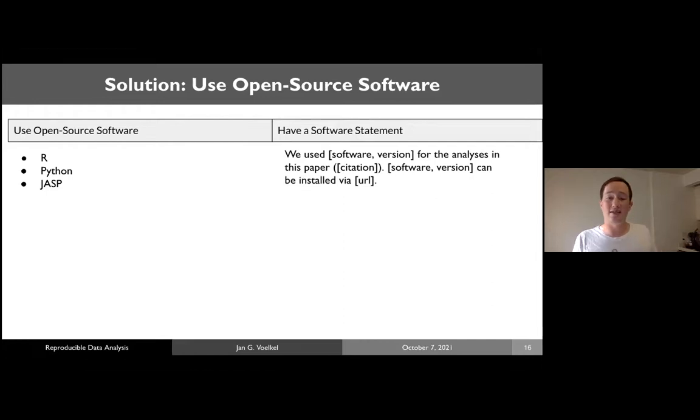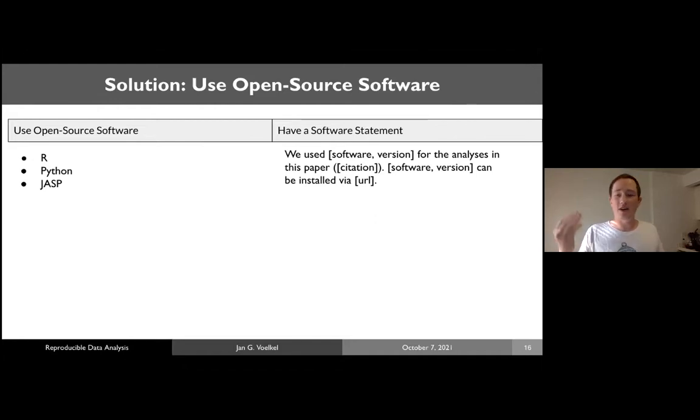I also think that it's great if you cite whoever has developed this software, so that you can give appropriate credit, because a lot of people are doing great work on developing the software, and we're all benefiting from it. By the way, I don't want to be hypocritical here. This is also something that I should do more.